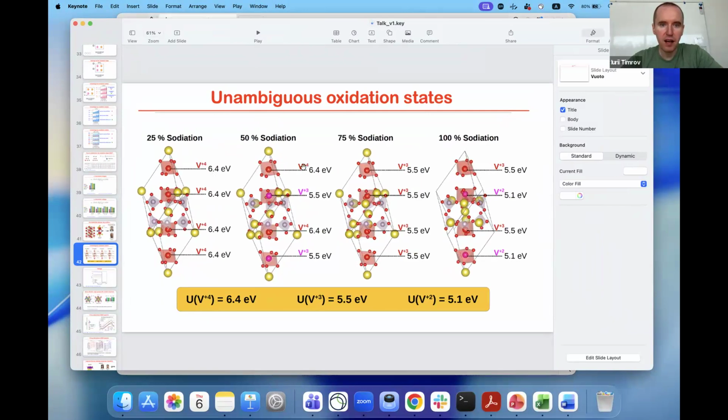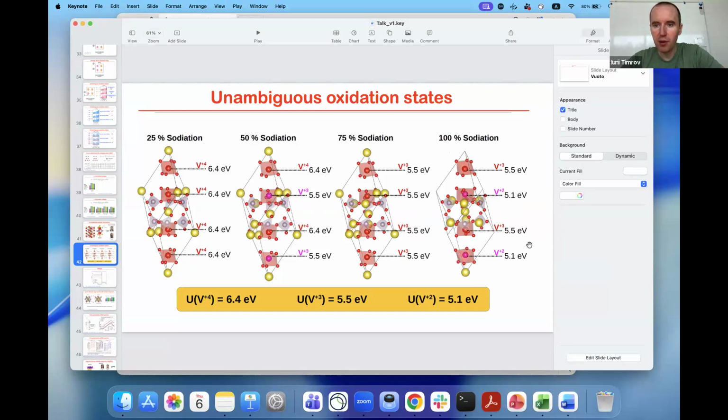There are still half of the vanadium at 4+, but the other half of vanadium changed oxidation state from 4+ to 3+, because they received one extra electron from sodium. And you see how Hubbard U changed from 6.4 to 5.5. And then you keep increasing sodiation. So now all vanadium are 3+, which is 5.5 eV Hubbard U. And then if you increase sodiation to 100%, half of vanadium change oxidation state to 2+, which is Hubbard U 5.1.